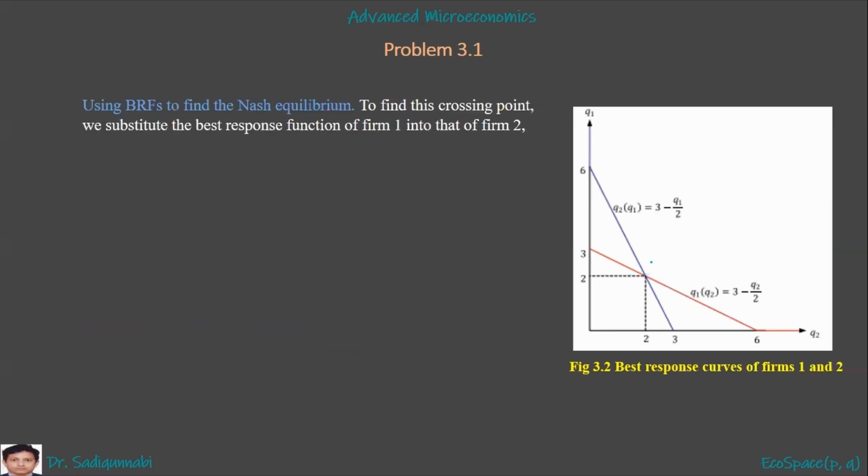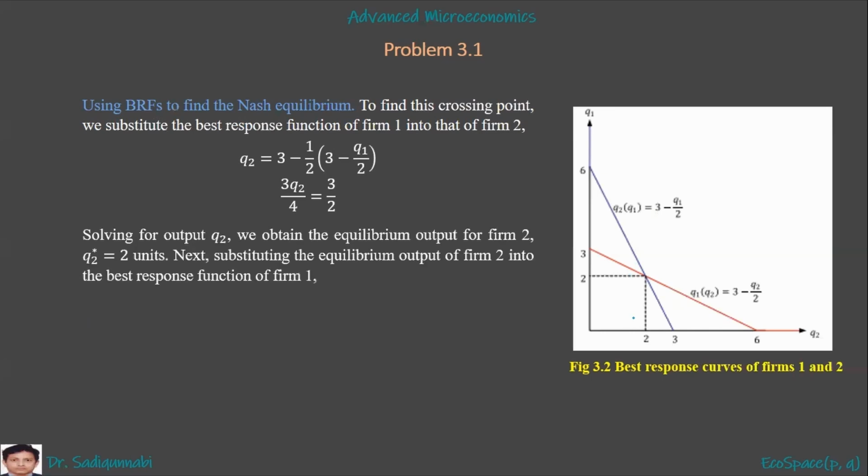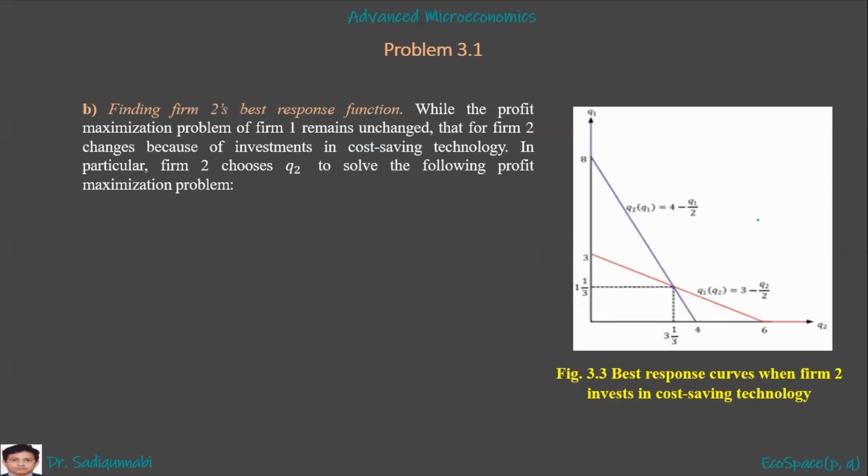To find the crossing point, we simplify these two equations and substitute the best response function of firm 1 into that of firm 2. Then we find that Q2 equals 2 and Q1 also equals 2. So we have seen that Q1 star, Q2 star equals 2, 2. Now 3.1b is finding firm 2's best response function when firm 2 has the new technology in hand.